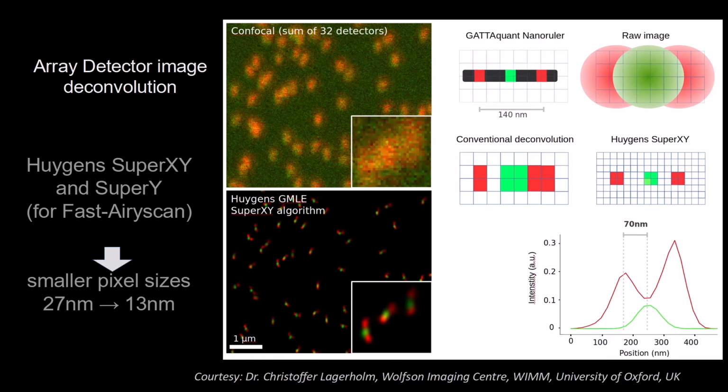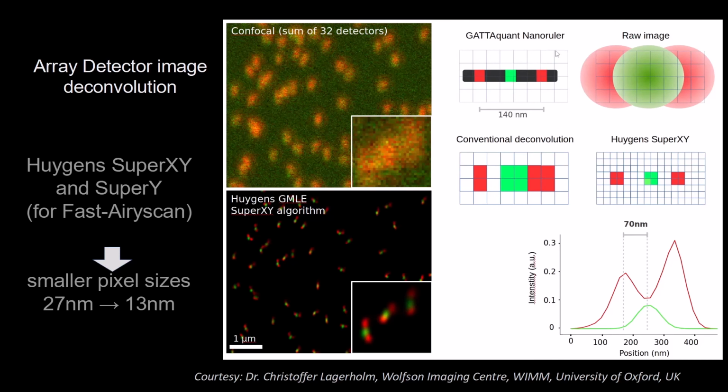The exception to this is ray detector image deconvolution of Huygens with the Super XY and Super Y mode. The Super Y mode is then for fast area scan images. Here we can undersample the data, so using larger pixel sizes, and with deconvolution we can decrease the pixel size. So how does this work?